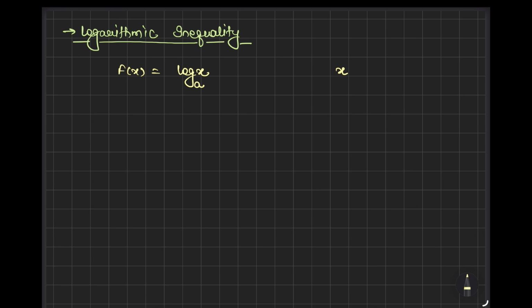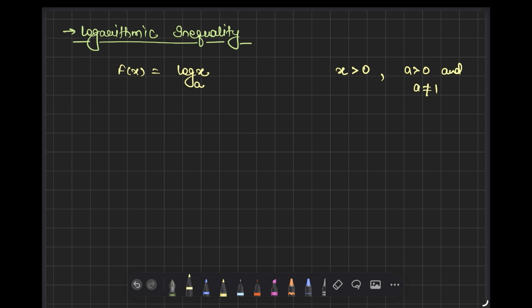First, you should take care of x, that x should be positive. Along with that, your a should be positive and your a cannot be equal to 1. So this is the first idea that you have to take. Okay, now try to understand the graph of the logarithmic function.